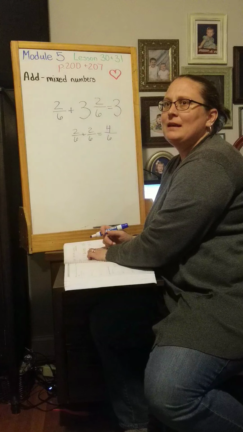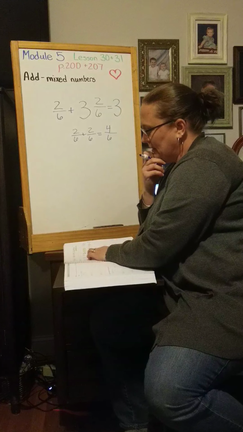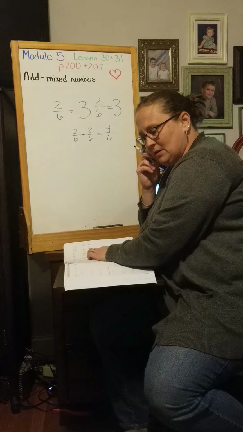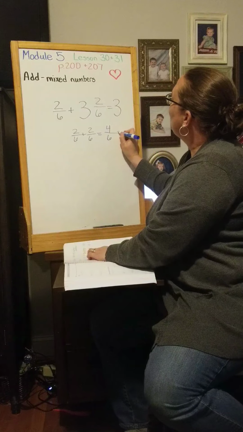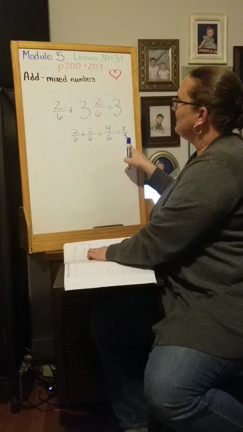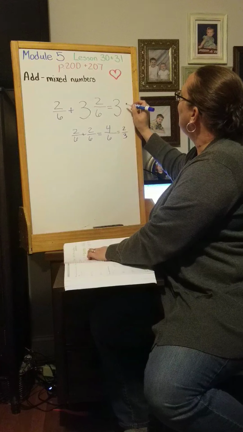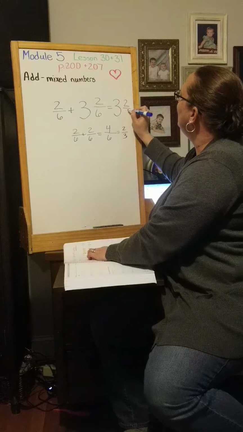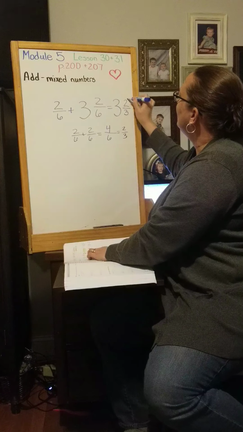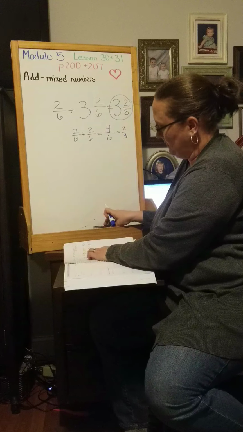Is that my least common? Let's see. 4/6, what does that equal? What's that equivalent to? 2/3, isn't it? Remember, 4/6 is equivalent to 2/3. So that's my least common multiple. So 3 and 2/3. Okay? All right, next one.